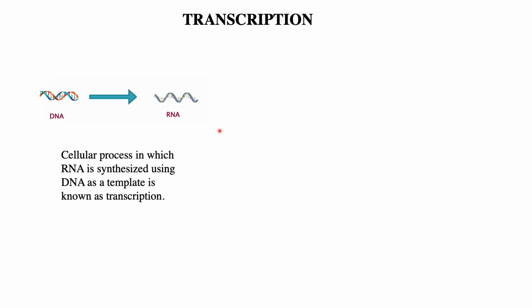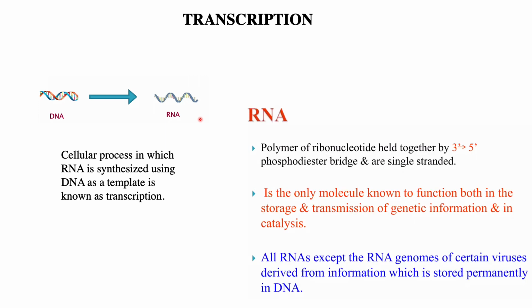So to understand the steps involved in one of the processes of transcription, we learn everything about transcription, which is one of the major biological processes. So cellular processes in which RNA is synthesized using DNA as a template is known as transcription. In this video, we'll look into how RNA is formed during transcription and also look into what happens to the RNA after transcription. So before that, what is RNA?